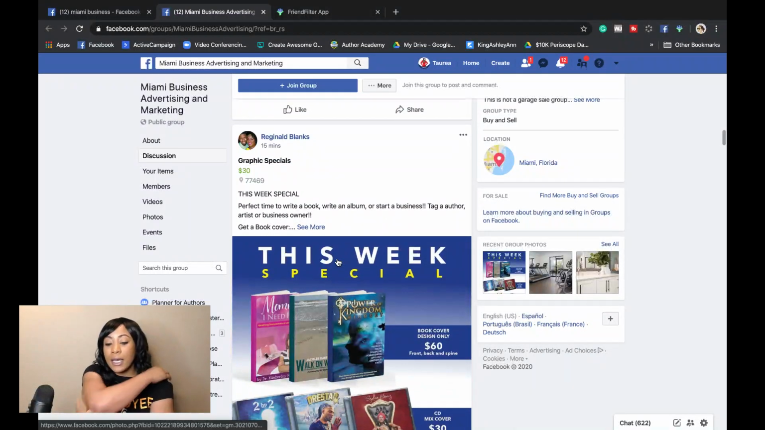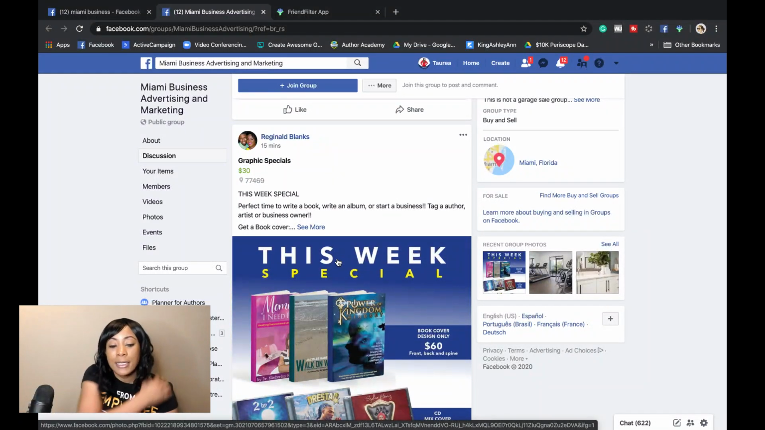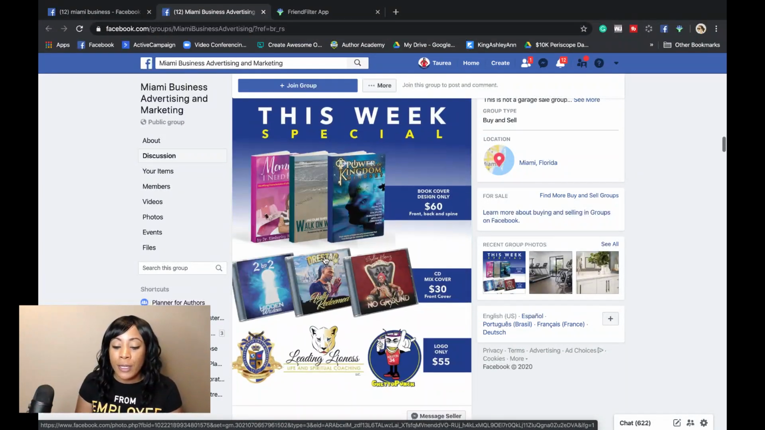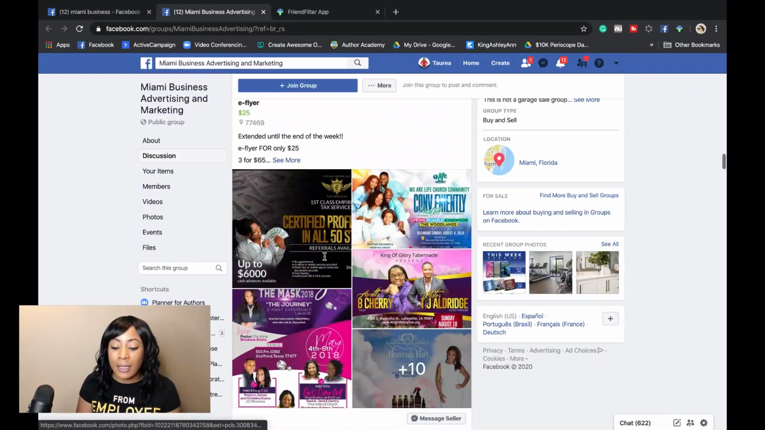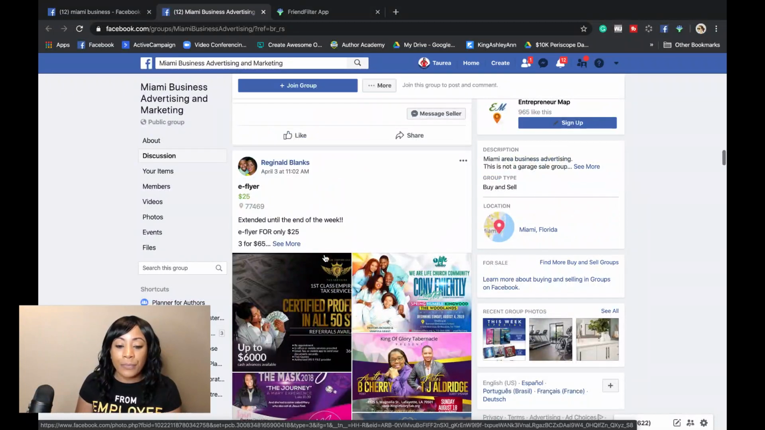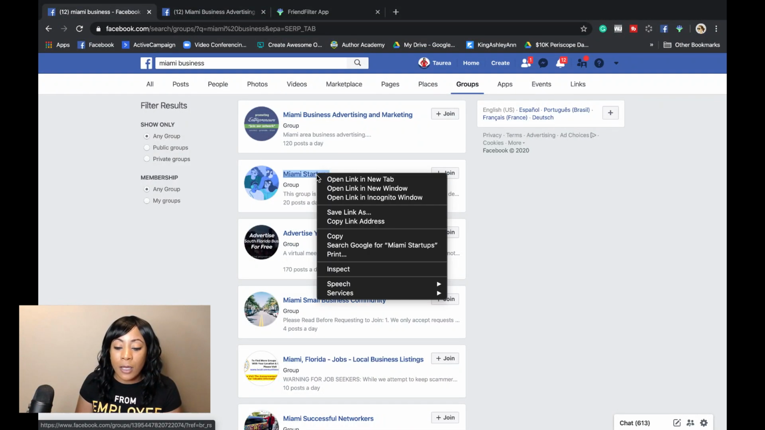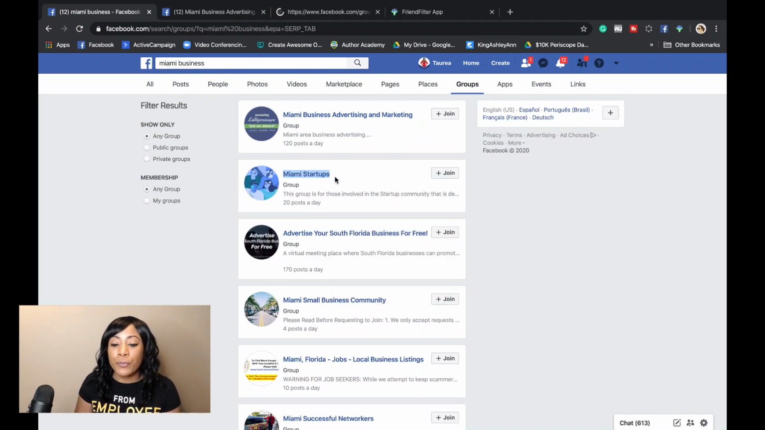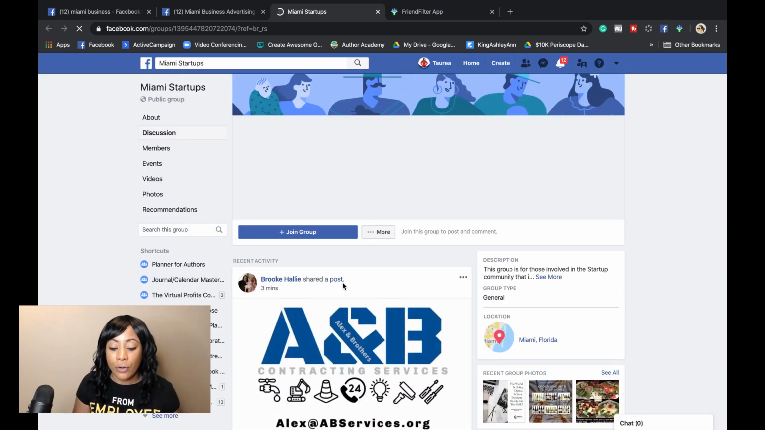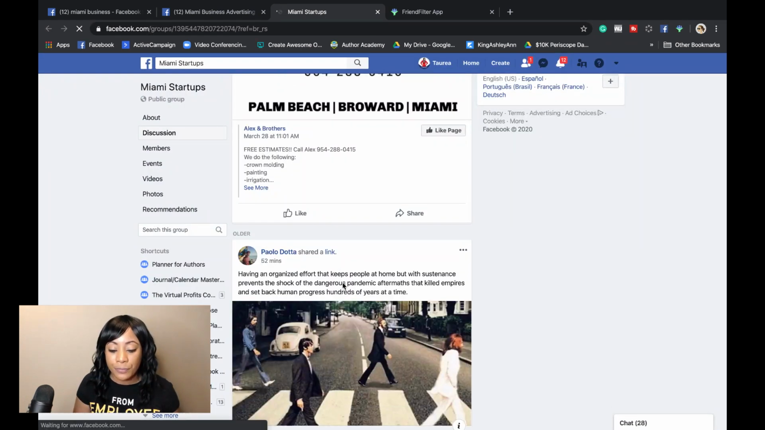I don't know if this would be the perfect group for me because this looks like it's only really a selling group, and so I imagine it probably does not get a lot of engagement. So I don't know if I would definitely use this. Then I might go to Miami startups, because what I'm looking for is a group that has engagement, a group of people that are communicating, that are talking to each other, so that I can start befriending them. So I'll go into these different groups and find out who's commenting on these posts.